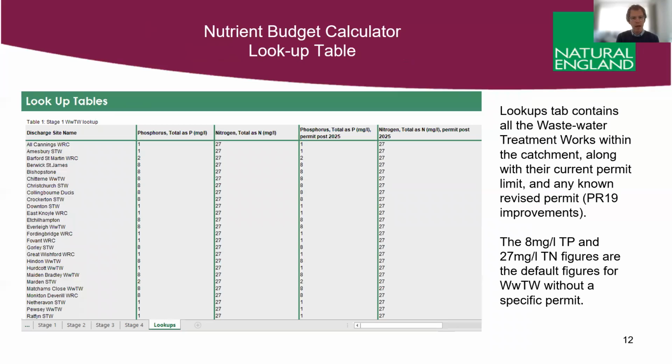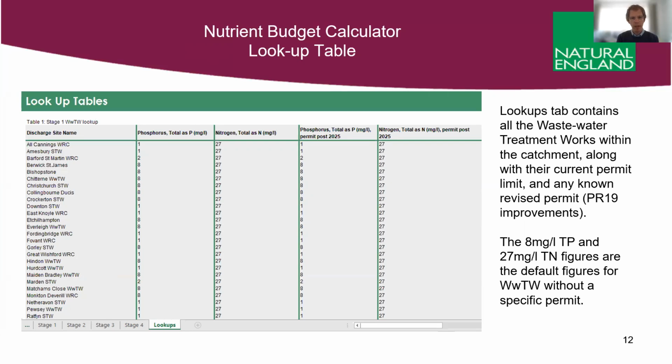For completeness, I thought it'd be helpful to show what the Lookup tab contains on the nutrient budget calculator. So this is effectively the table that the calculator is drawing the information for the wastewater treatment works from, and it's a useful tool for you to be aware that it's there, because it does set out all of the wastewater treatment works within the relevant catchment, so it's a useful list to be aware of for reference.